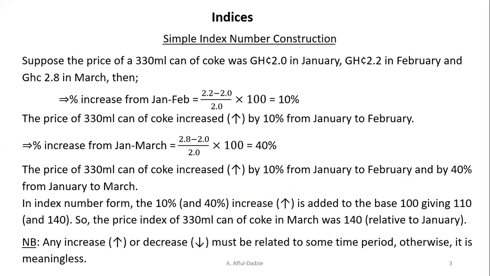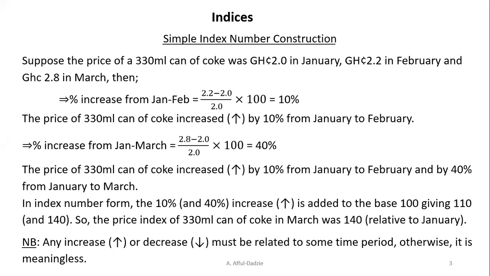So think about it this way. Let's take a basic example. Suppose that in January, canned Coke was being sold at 2 cedis. Then in February, it went to 2.2 cedis. And then it again increased to 2.8. Now, if I were to ask you, what is the change in the price of, say, Coke between January and February? Someone could just say, well, Coke was 2 cedis in January, now it's selling around 2.2 cedis. So that's it, that's the change.